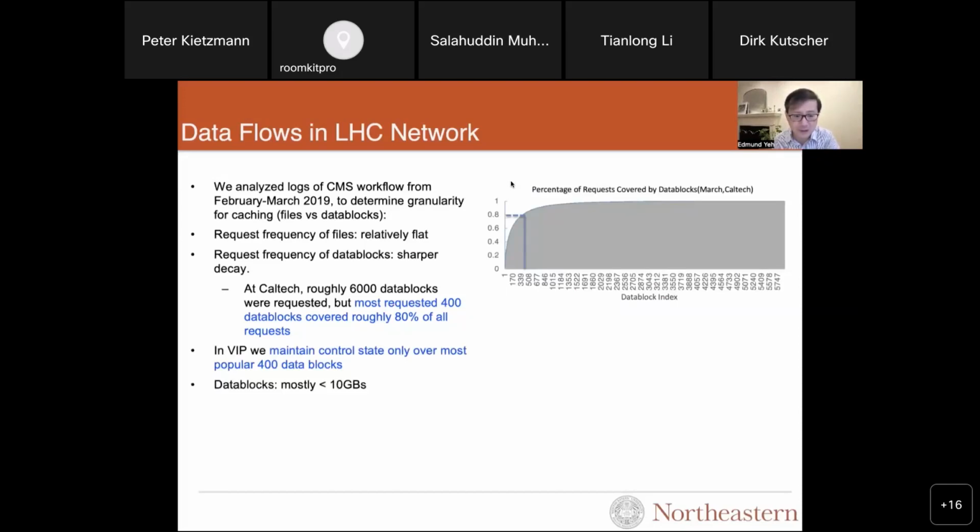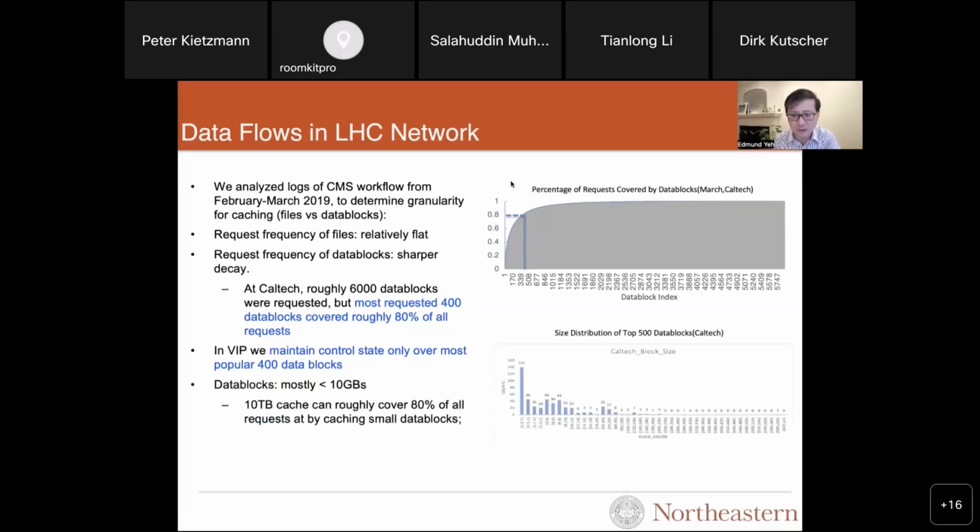We also observed data blocks are mostly less than 10 gigabytes, and therefore a 10 terabyte cache can roughly cover 80% of all the requests by caching small data blocks. You see the size distribution of the data blocks. Most of them are less than 10 gigabytes.